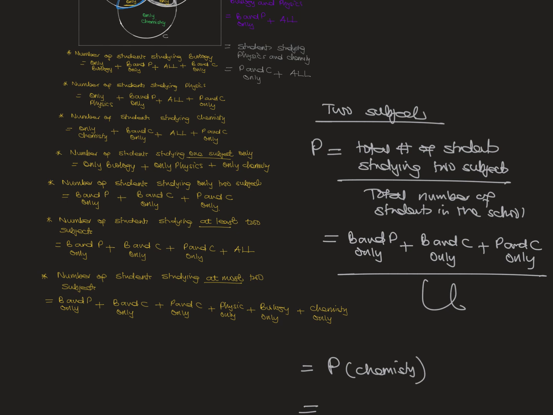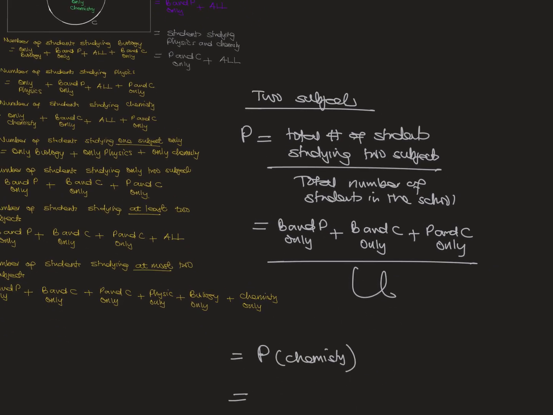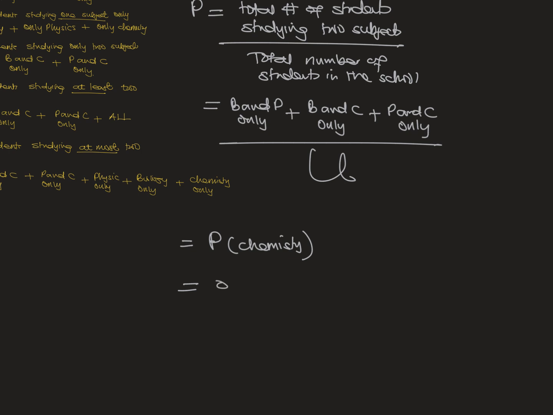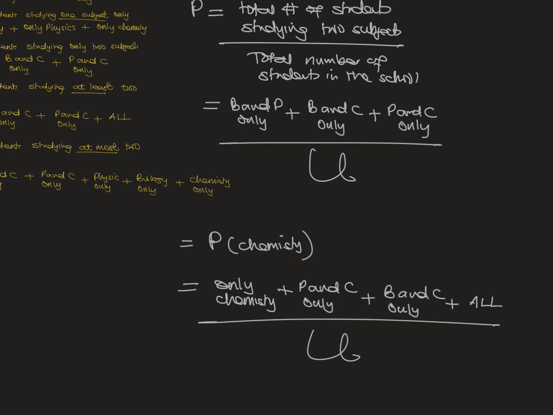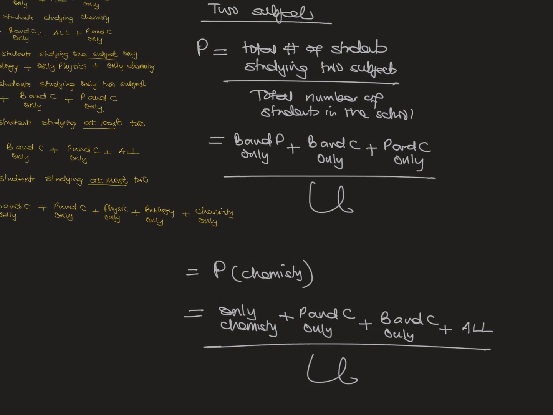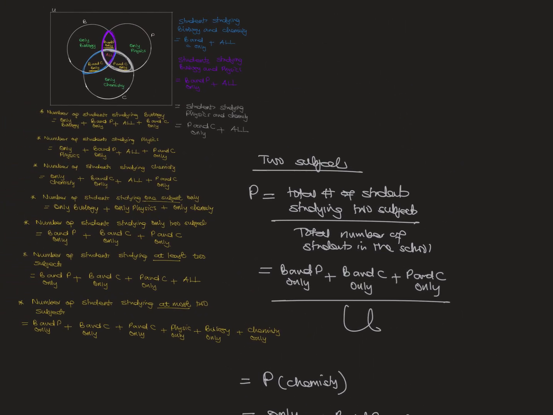So to find the probability of students studying chemistry will be as follows. The probability will be those studying only chemistry, plus those studying physics and chemistry only, plus those studying biology and chemistry only, plus those studying all the three subjects, divided by the universal. You get that? So it is 4 different groups, okay?